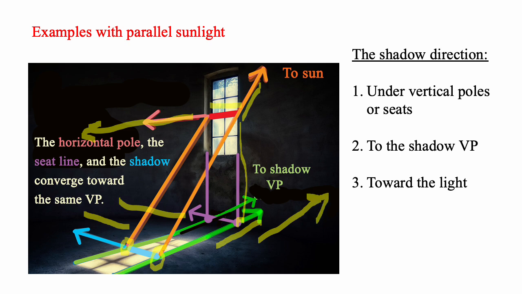And I'm defining it as follows. It goes under the vertical poles or seats, it goes toward the shadow vanishing point, and it goes in the same direction as the light. So the light is going to the right, so the shadow lines must also go to the light. Now, since this light is parallel, it makes the length of this horizontal pole the same as its shadow. The parallel light also makes the green lines parallel, and the shadow lines going in this direction are also parallel.